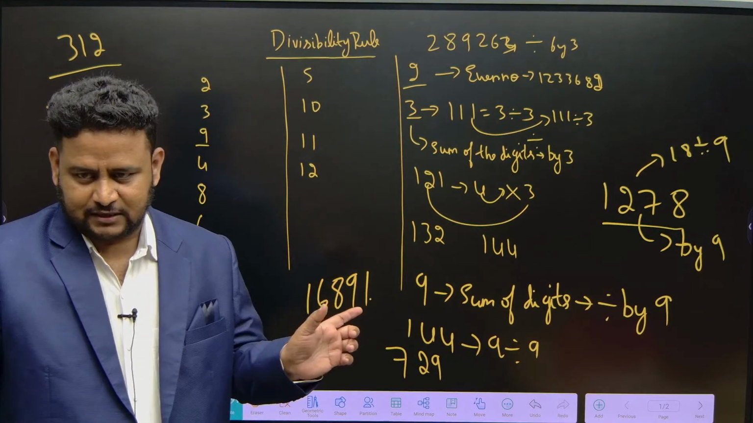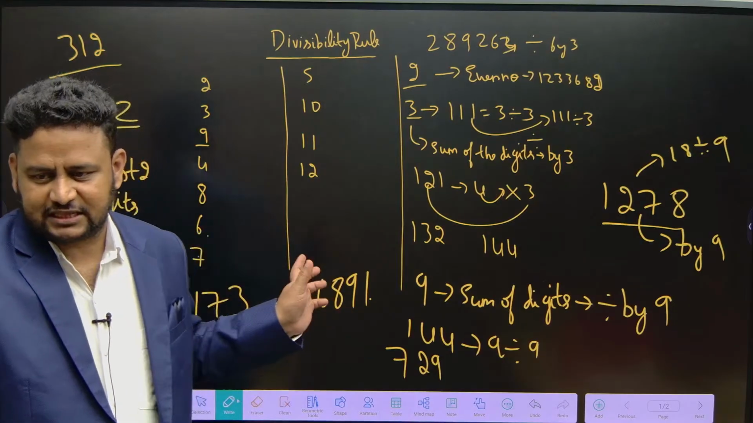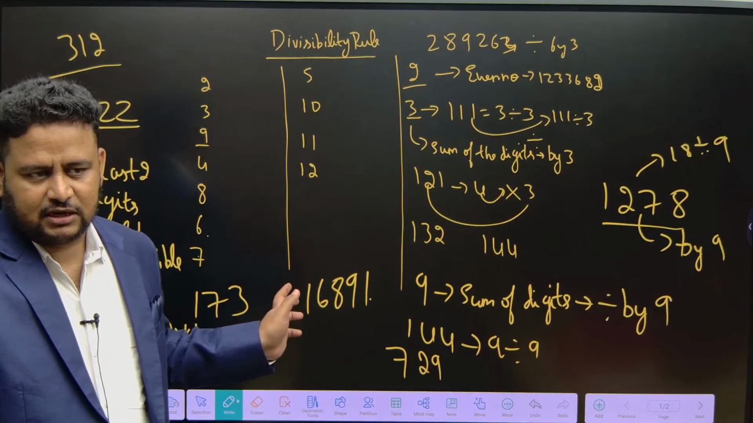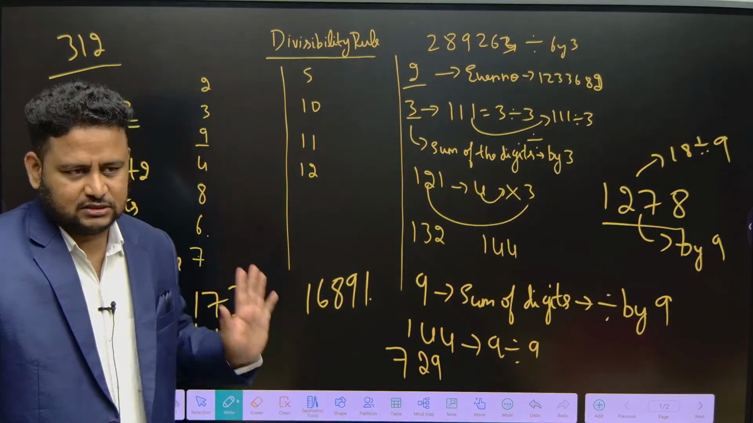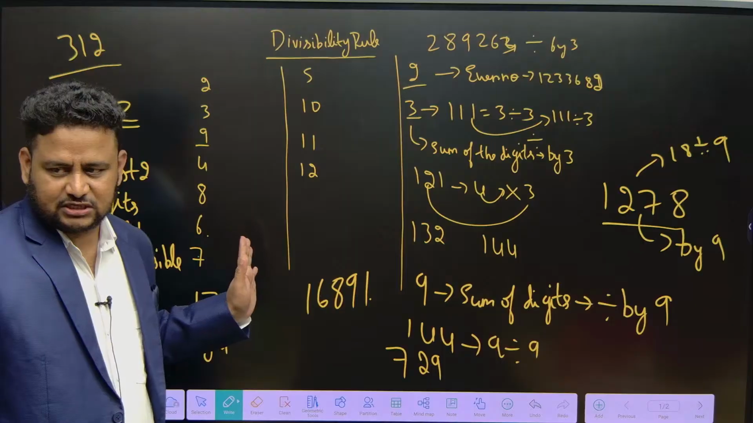You have to check the last 2 digits. What you have to do? You have to check the last 2 digits. Okay, now don't get confused. Check the last 2 digits. If it is divisible by 4, that's it. The remaining entire thing is divisible by 4.